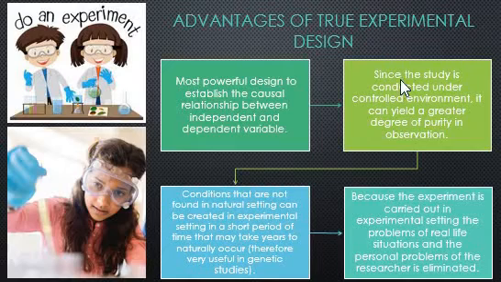Next we'll see the advantages of true experimental design. It is the most powerful design to establish the causal relationship between the independent and dependent variable. Since the study is conducted under a controlled environment, it can yield a greater degree of purity in observation. Conditions that are not found in natural settings can be created in experimental settings in a short period of time that may take years to occur naturally.